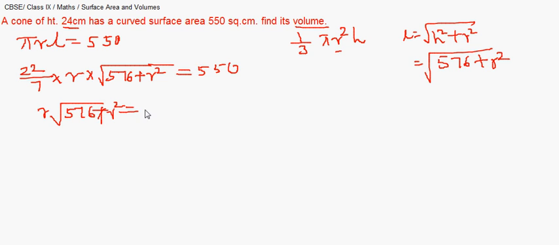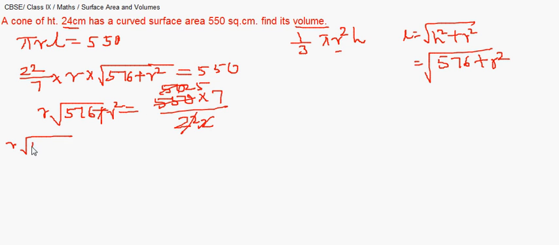So it becomes 550 into 7 by 22. Now this is getting cancelled. It is 50, this is 2, this is 25, right? So it is 25 into 7, that's giving 175. So we are left with r times the square root of 576 plus r square equals 175. We need to find the square of both the sides, otherwise our square root will not get removed.